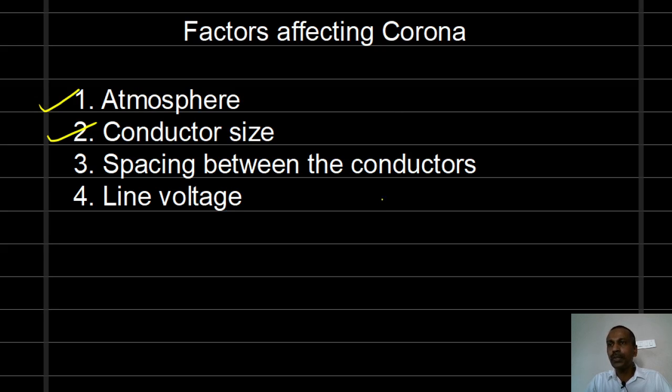Corona basically depends on the potential gradient on the conductor surface. Gradient is directly proportional to voltage and is inversely proportional to the spacing between the two conductors. So when the spacing is less, the gradient is more, corona occurs very easily. If the voltage is more, the gradient is more, then the corona occurs very easily.